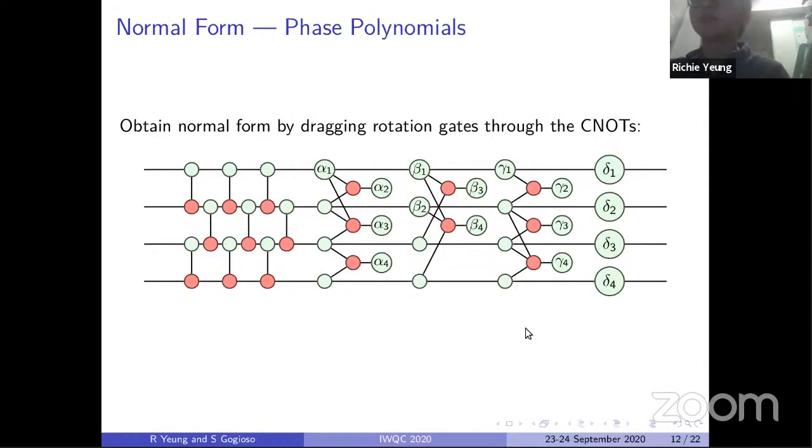But this method of obtaining the normal form also works for circuits with X rotations as well. You can still drag them to the right. They don't commute as well. It's not as clear how they commute, but they do commute sometimes. And we can now focus on the types of circuits on the right and discard the CNOTs and focus on how to synthesize circuits using red and green phase gadgets, using as few CNOTs as possible.